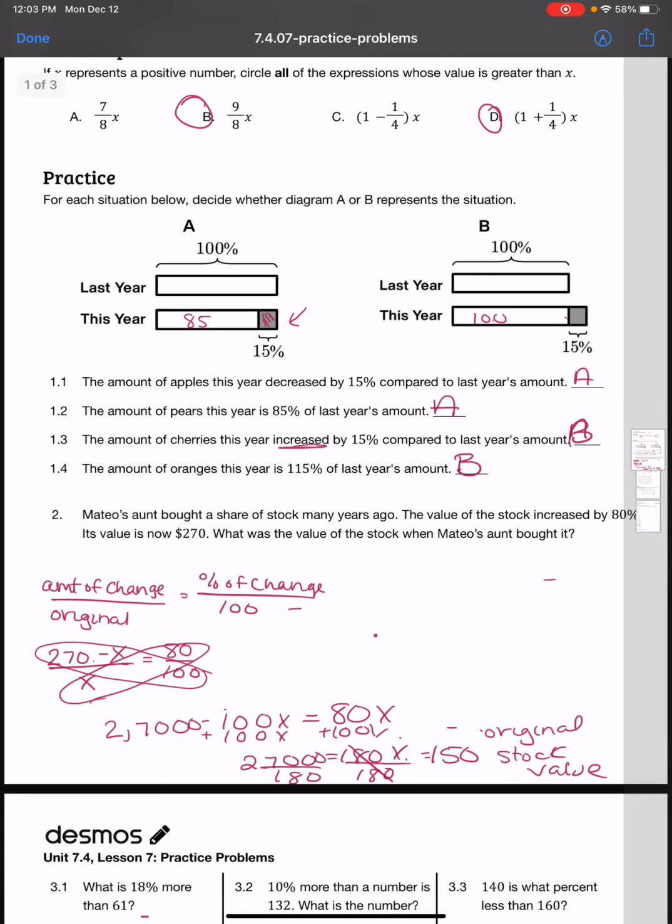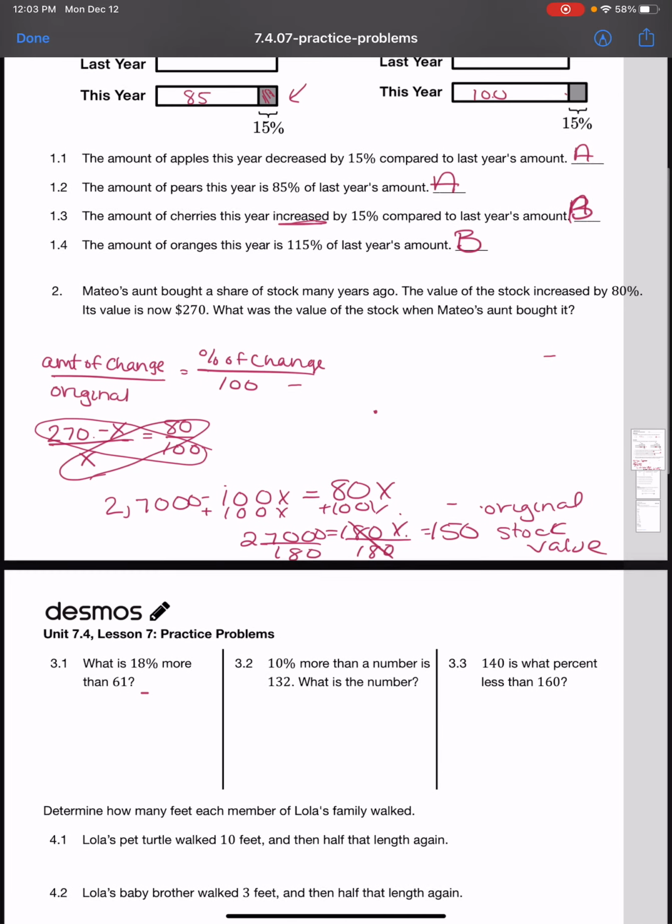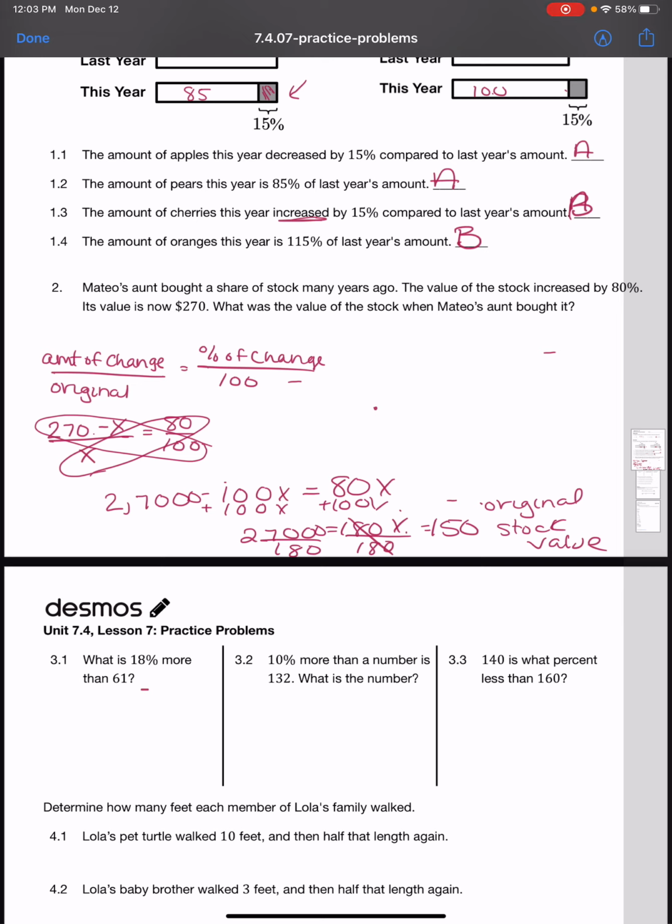So those are tricky. Let's try another one. What is 18% more than 61? So 61 would be my 100%. I could do 118% times 61. 1.18 times 61 is going to give me 71.98.